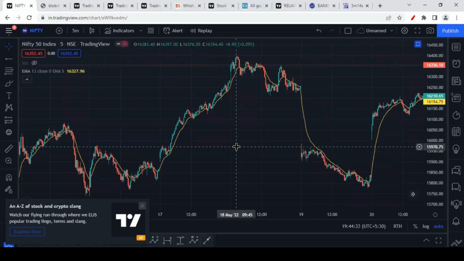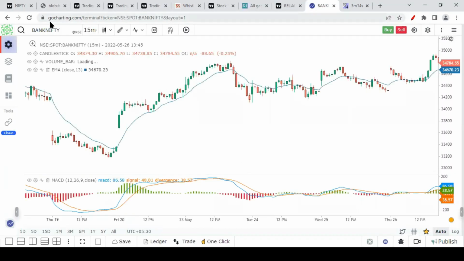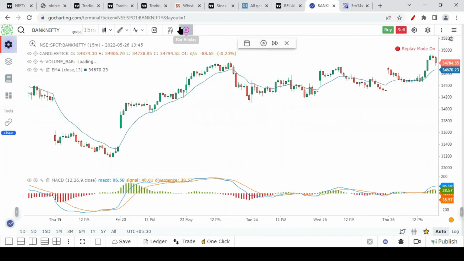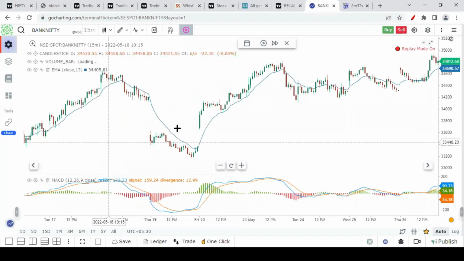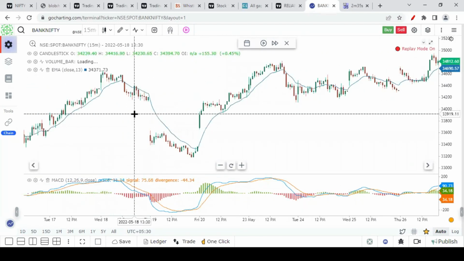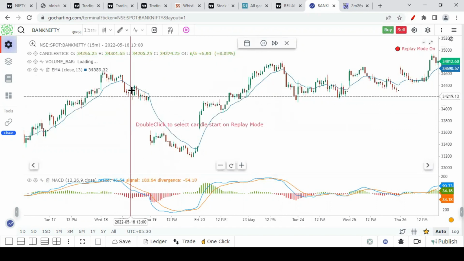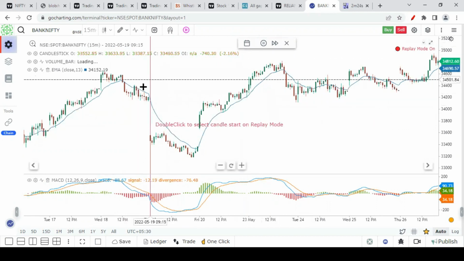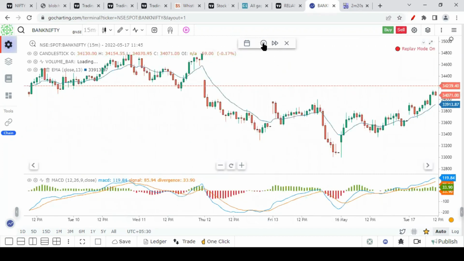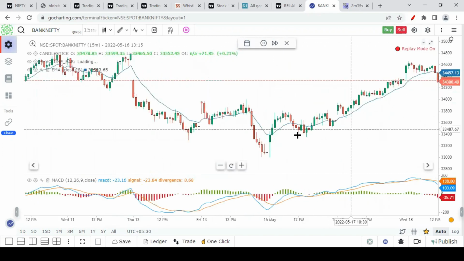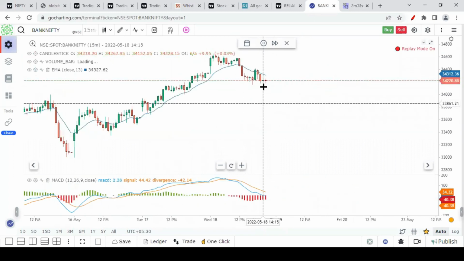So to backtest, you can use the GoCharting site. On the GoCharting site, you can do bar replays. Click on this button here, and let's say you want to test from a particular point. For example, you can select this calendar, double click here, and then play from that point onward. It will load the bars, and then you can trade based on that.